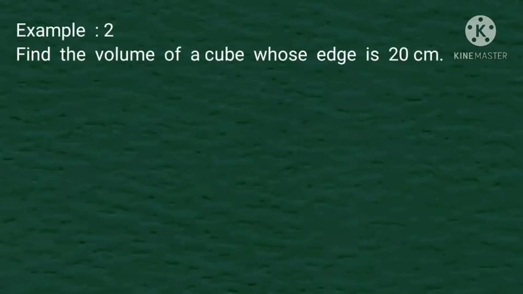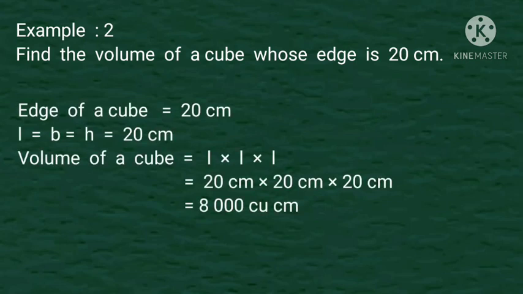Let's see another example. Find the volume of a cube whose edge is 20 centimeter. Here, edge of a cube is equal to 20 centimeter. L is equal to B is equal to H is equal to 20 centimeter. What is the formula to find the volume of a cube? Thus, the volume of a cube formula is L into L into L. That is 20 centimeter into 20 centimeter into 20 centimeter.